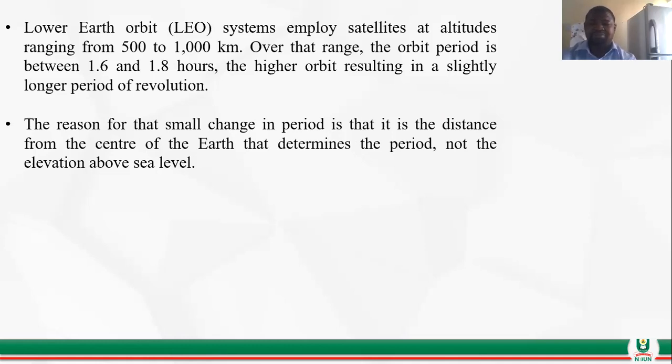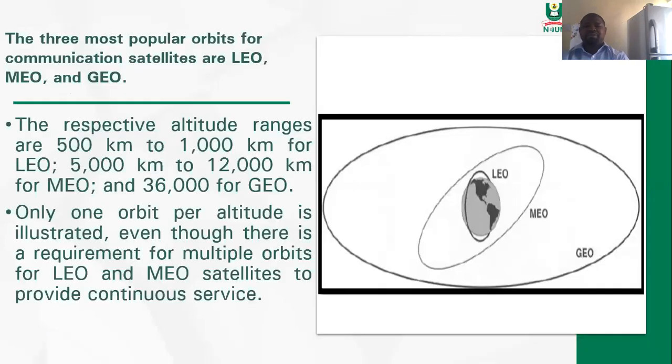Now, if we look at this figure, we notice that we have the LEO system, the MEO system, and the GEO system. The three most popular orbits for communication satellites are the LEO, MEO, and GEO. They are the popular orbits for communication satellites.